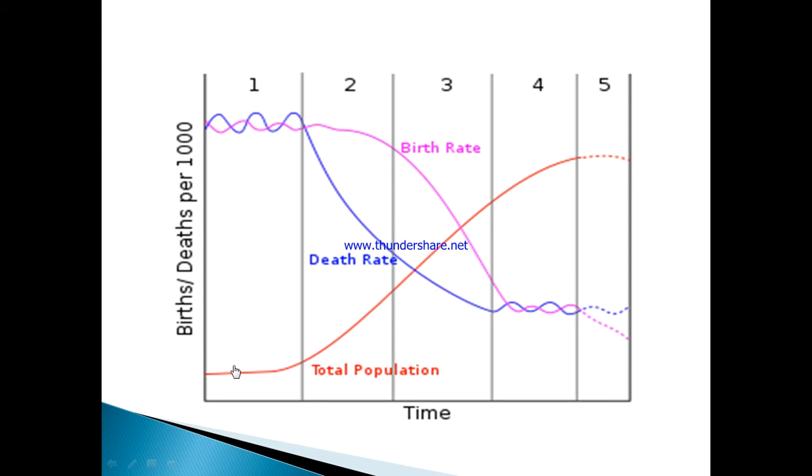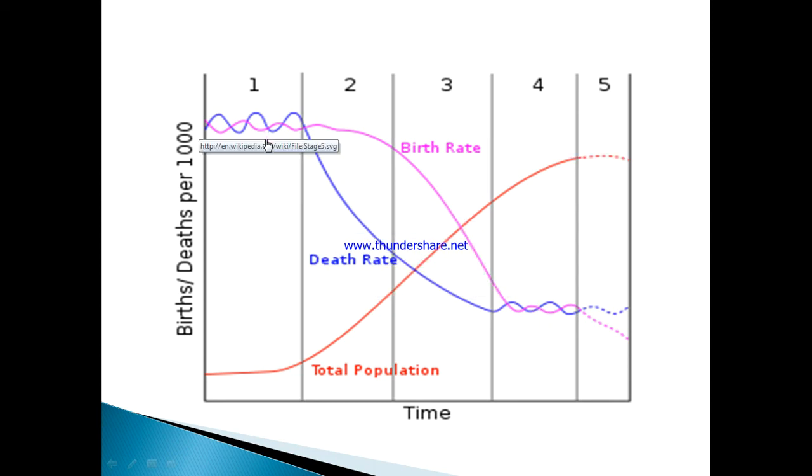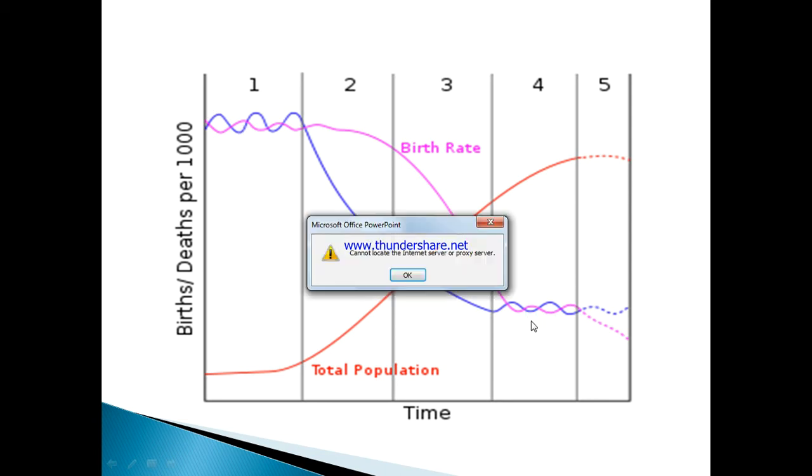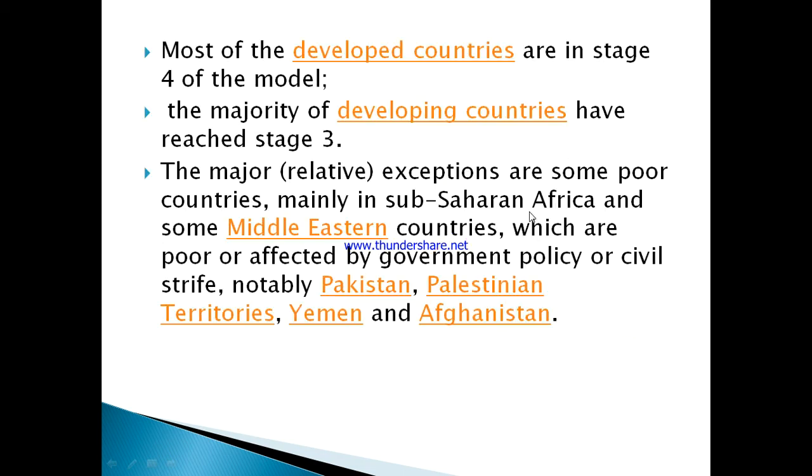And this is the total population line graph. In the fourth stage, again, the birth and death rates are more or less the same, but in the first stage the birth and death rates are very high, whereas in this stage both birth rate and death rate are very low. And next, the total population is increasing towards the various stages.